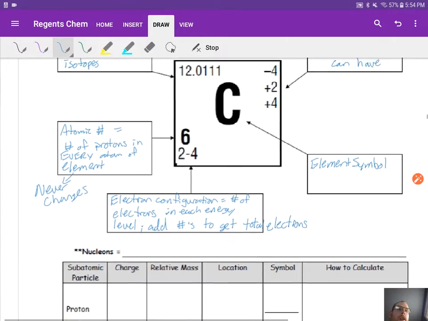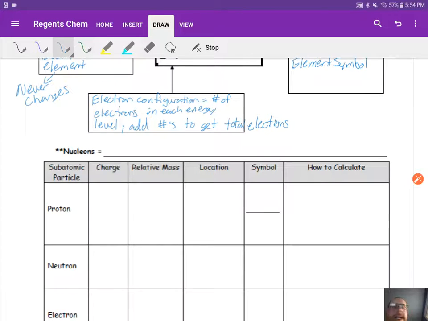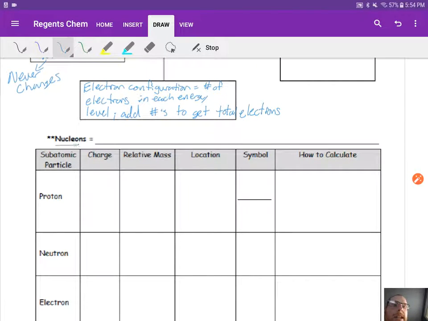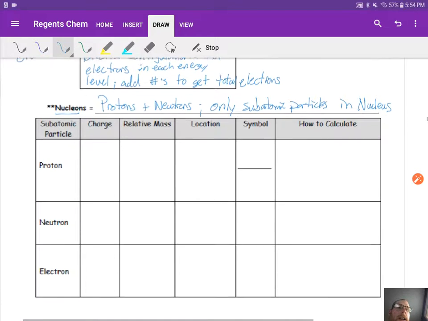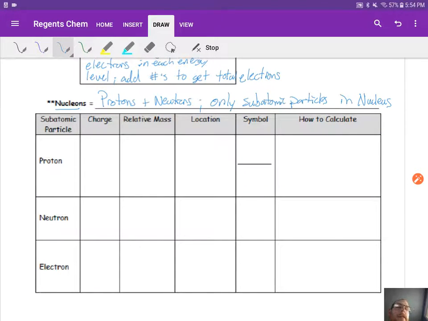So, nucleons. Think about what's in the nucleus; that's the way to remember it. These would be protons and neutrons. They are the only subatomic particles in the nucleus. That means electrons are not in the nucleus. And that's what this table is going to help us keep track of.